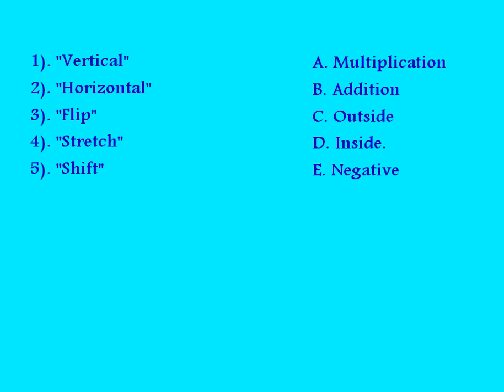We begin your review for the transformations test. First off, just remembering our vocabulary. When we say vertical, that means something on the outside is happening. Horizontal means something on the inside is happening.